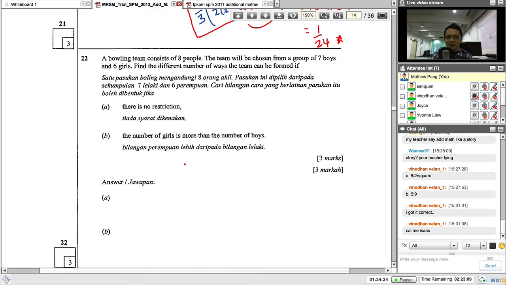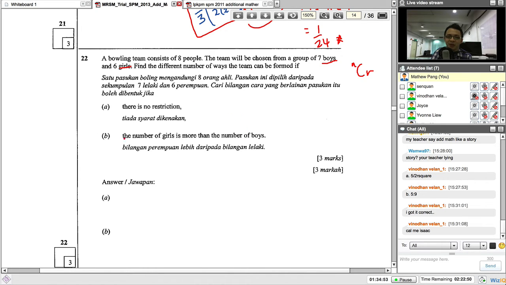So, a bowling team consists of 8 people. The team will choose from a group of 7 boys and 6 girls. Whenever you see boy and girl, this is human, right? I say human, you should always use nCr. Find the different numbers of ways the team can be formed.